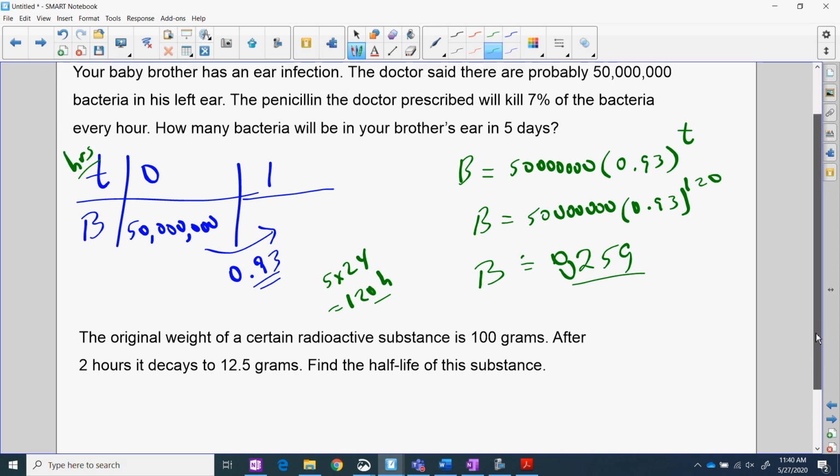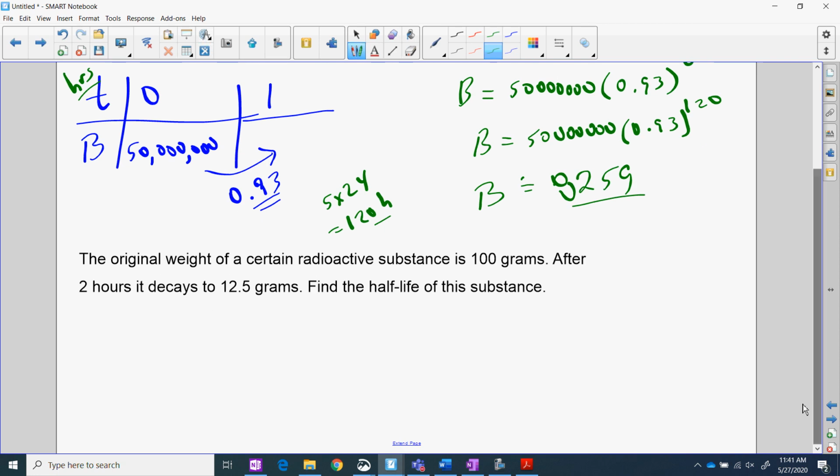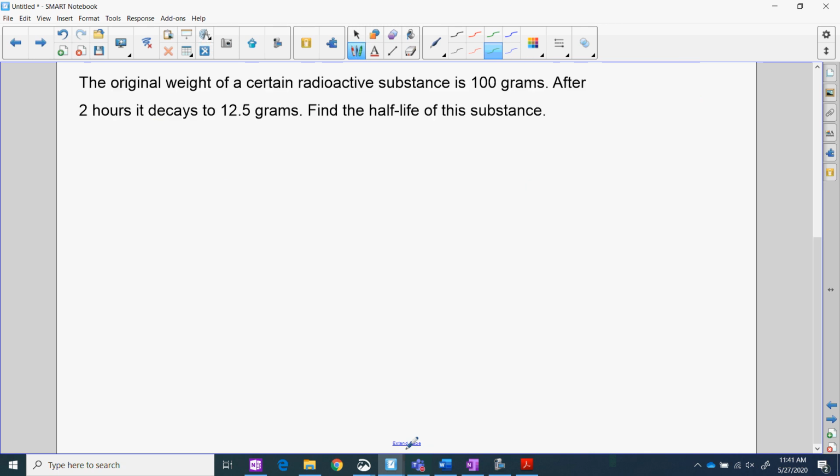That one's pretty straightforward. Another half-life one. The original weight of a certain radioactive substance is 100 grams. After 2 hours, it decays to 12.5 grams. Find the half-life of this substance. Well, let's set it up the way we did the last one. We went time, m for mass. We said in the beginning, there was 100 grams.